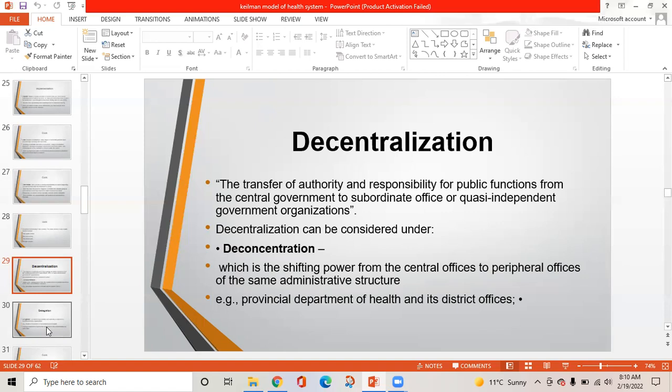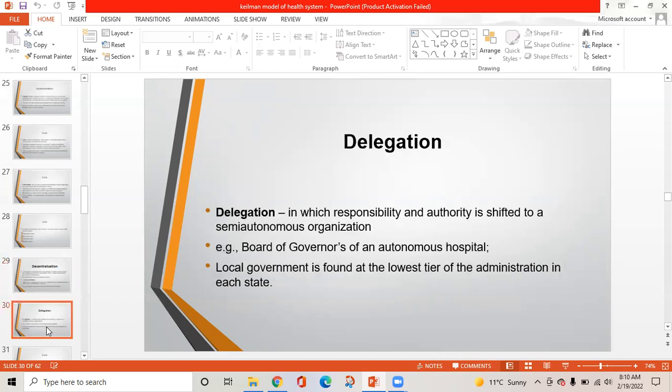Now, what is deconcentration? This is the shifting of power from the central offices to peripheral offices of the same administrative structure, for example, the provincial department of health and its district offices. Delegation is where responsibility and authority are shifted to a semi-autonomous organization, for example, the board of governors of an autonomous hospital. Local government is found at the lowest tier of administration in each state.